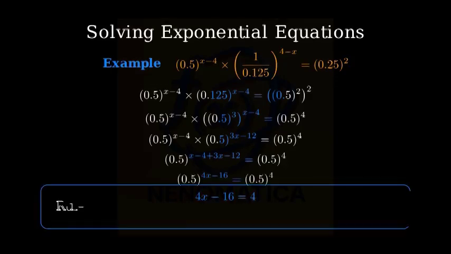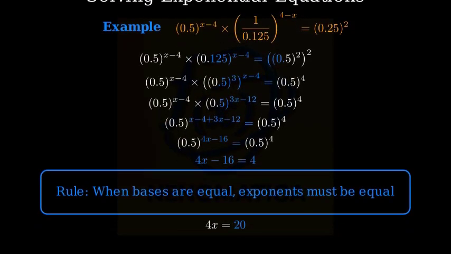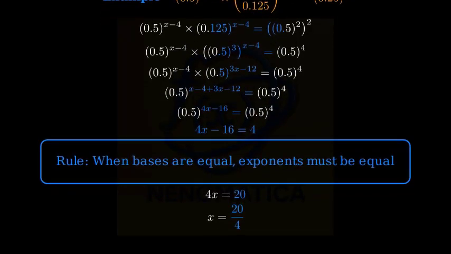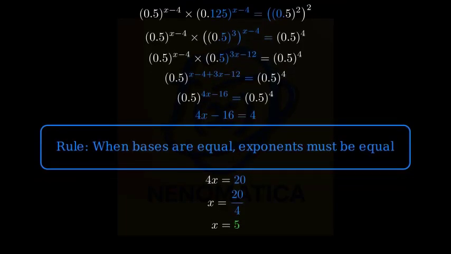Since the bases are the same on both sides of the equation, the exponents must be equal. This is a fundamental property of exponential equations. So we can write 4x minus 16 equals 4. Now we can solve this linear equation for x. First, let's add 16 to both sides. Next, we divide both sides by 4 to isolate x. Finally, we get x equals 5, which is our answer.